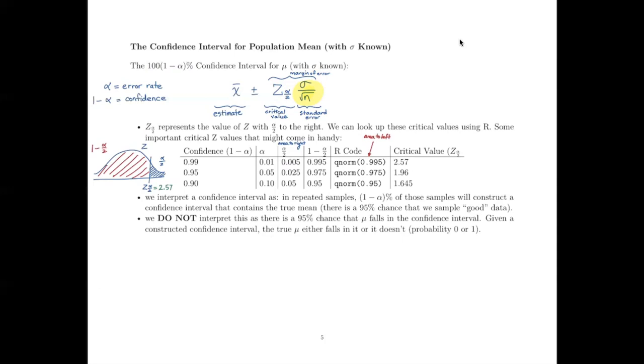And I'll give you some wording specifically that I hope you use when you interpret confidence intervals. And again, that might be something you want to come see me about in office hours. If you have any questions, I'm happy to explain it as many times as I need to.